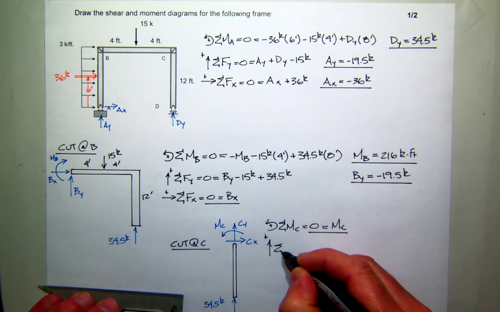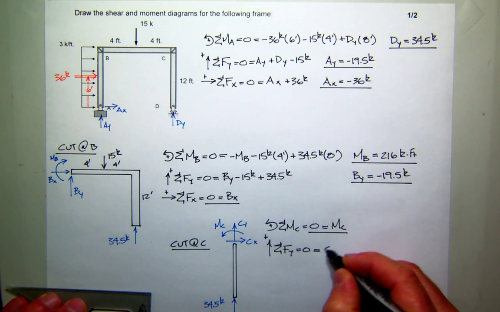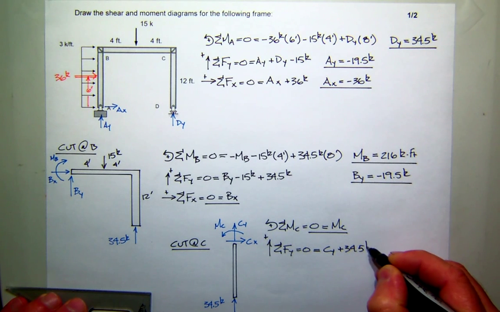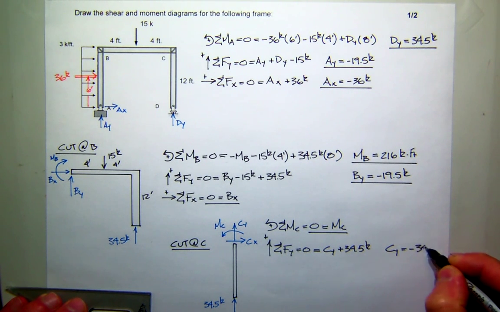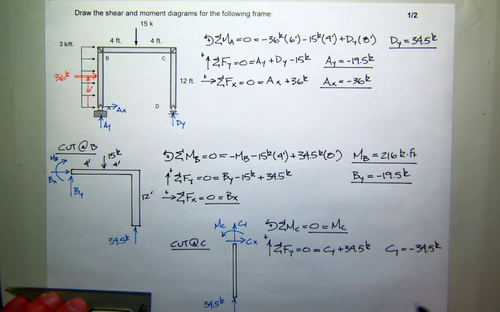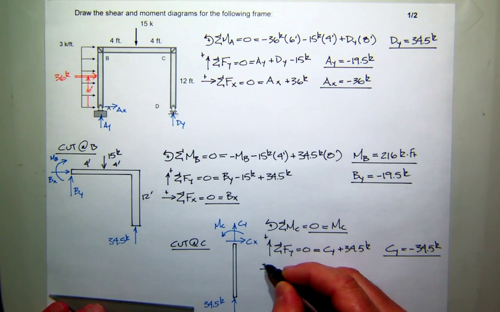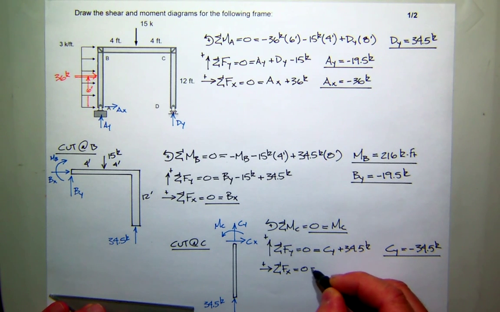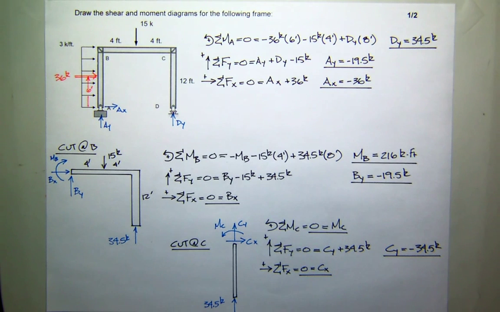I'll sum forces in the Y direction. What do I have? I have CY acting up. I have 34.5 kips also acting up. So CY must be negative 34.5. And then last, I'll sum forces in the X direction, assuming right is my positive convention. And all I have is CX, so it must be 0. So there's a lot of statics to get started.